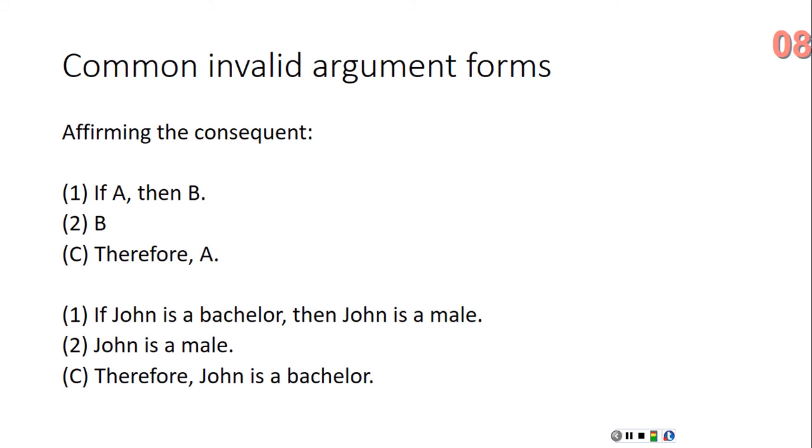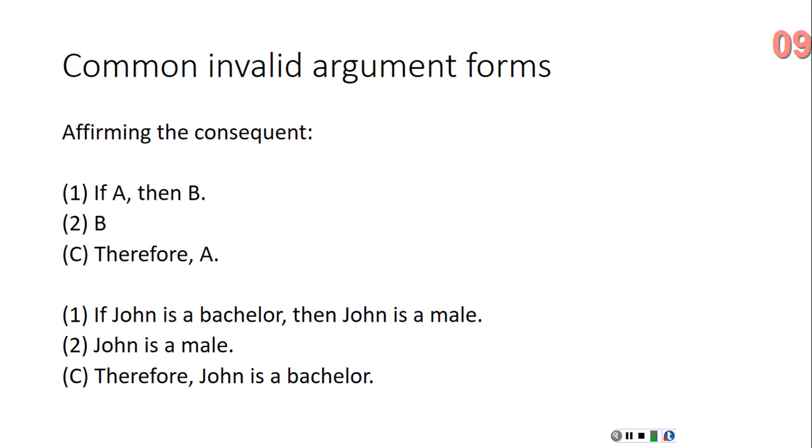Now we know this is invalid because it's possible for the premises to be true and the conclusion to be false. Namely, if John is married. So if John is married, you can see that number one is still true. If John is a bachelor, then John is a male. That just follows from our definition of the term bachelor. And if John is married, and suppose he is male, then 2 is true. Then John is a male.